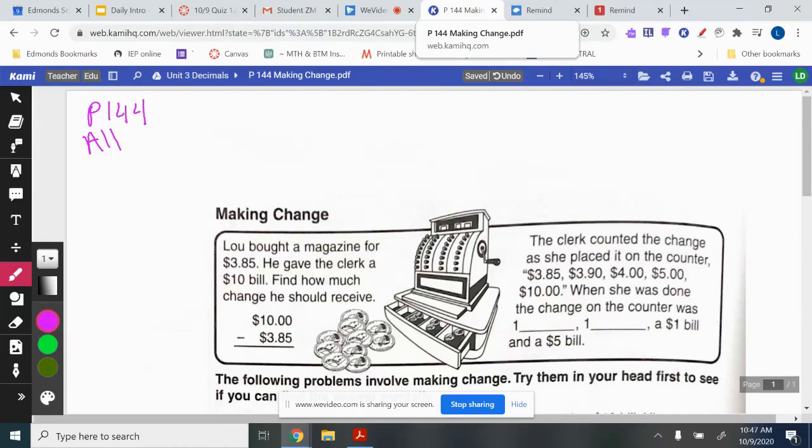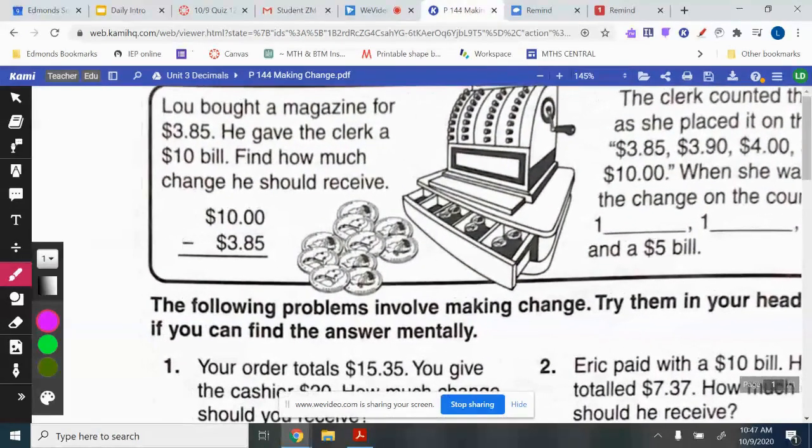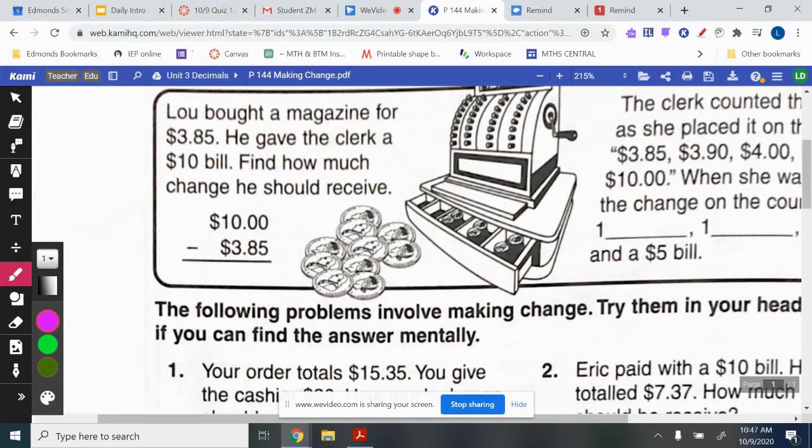Today, we're going to do a little bit more subtracting with decimals by using change. So let's zoom into our story problem and look at what's going on. Lou bought a magazine for $3.85, and I always like to circle my story problems, and gave the clerk a $10 bill. And it wants to know how much change should he receive. So it's a subtraction problem.